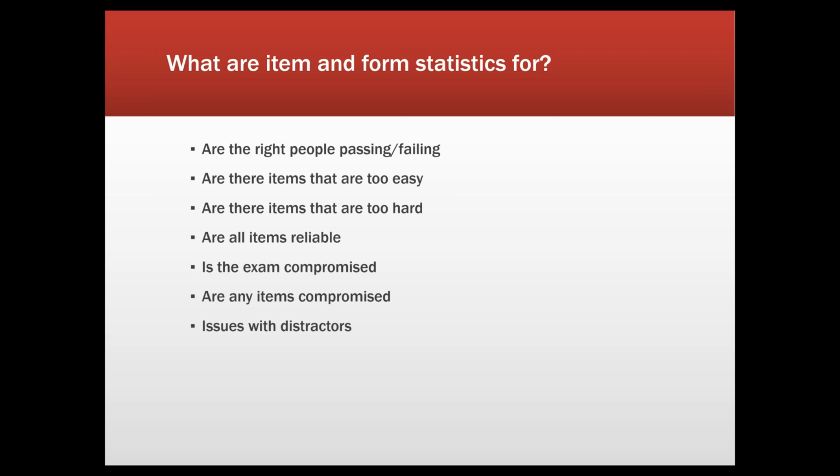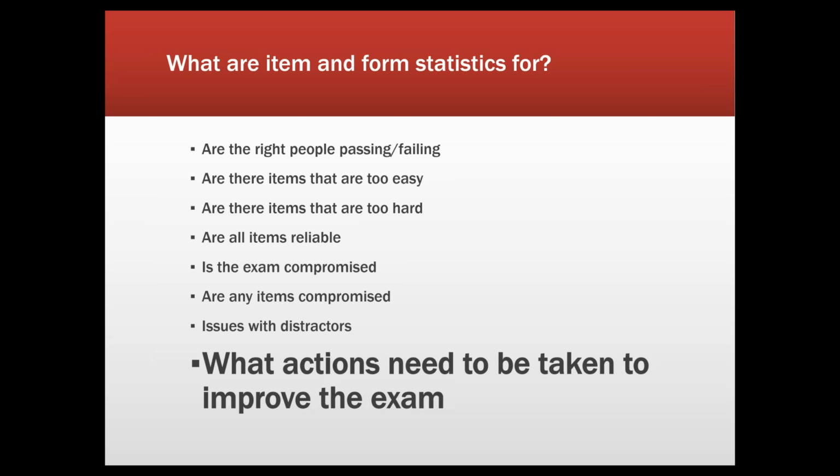We can tell you if your exam has been compromised. We can tell you if specific items have been compromised. We can tell you if people are cheating in general. We can also tell you if there are problems with your distractors. The biggest thing, however, that we need to tell you with item statistics is what actions you need to take in order to improve your exam.